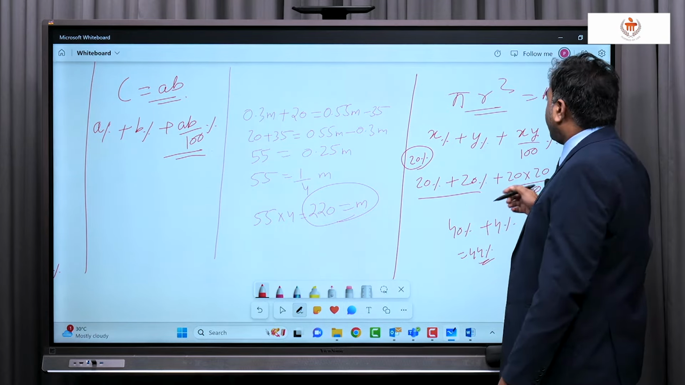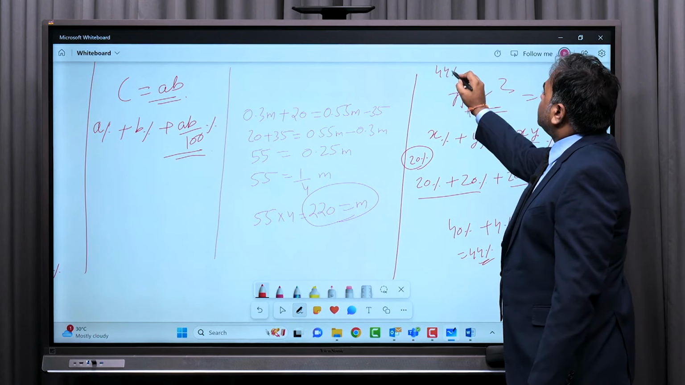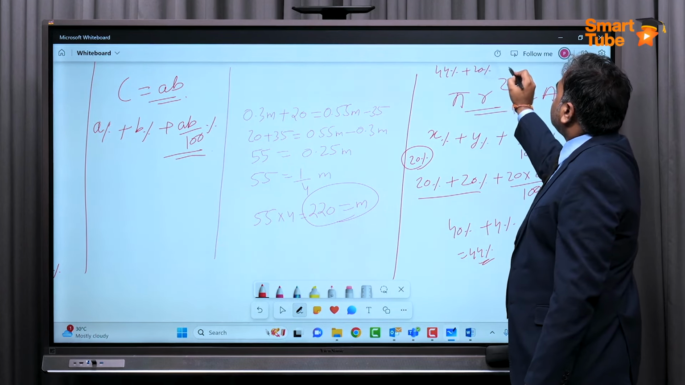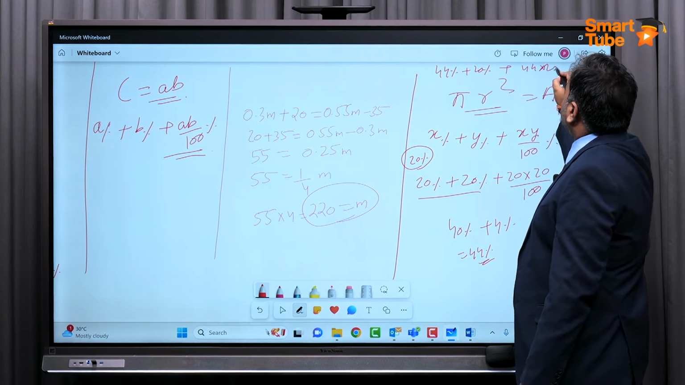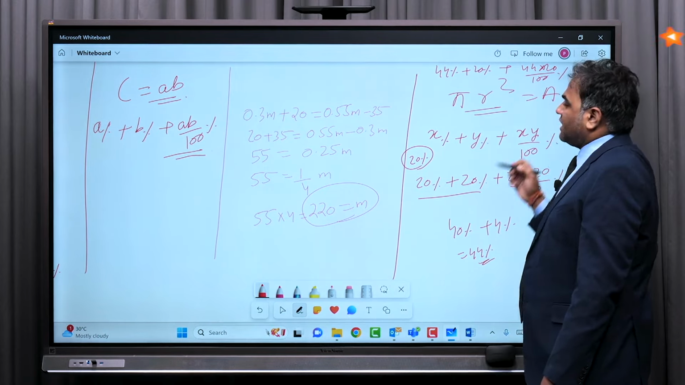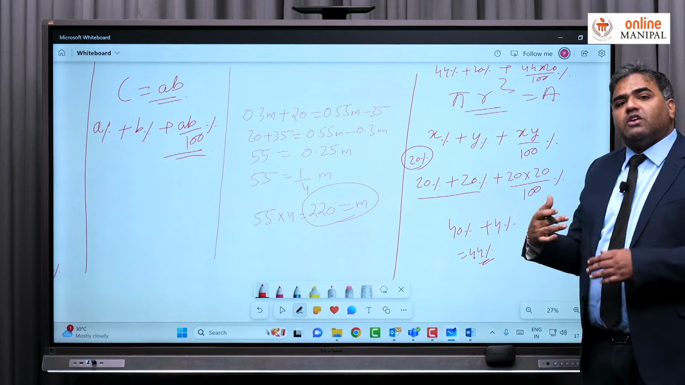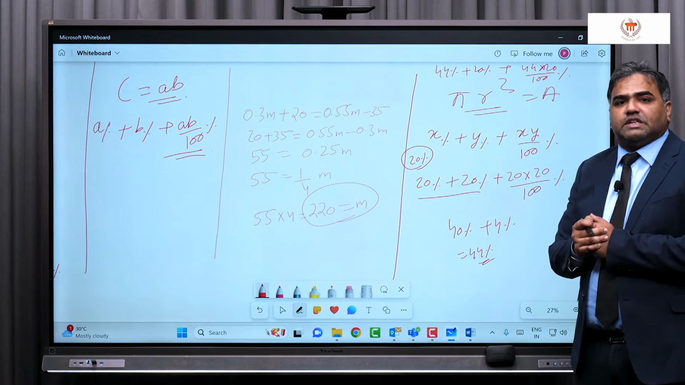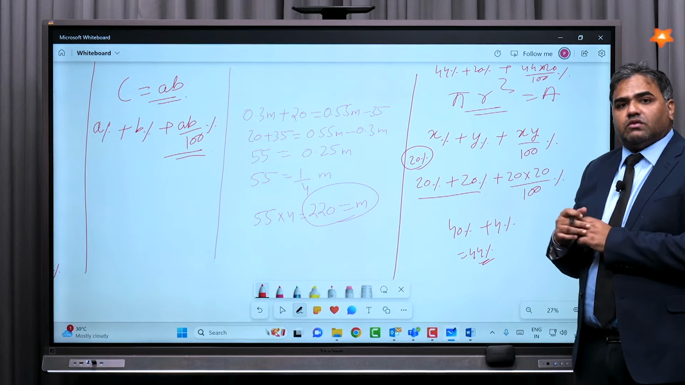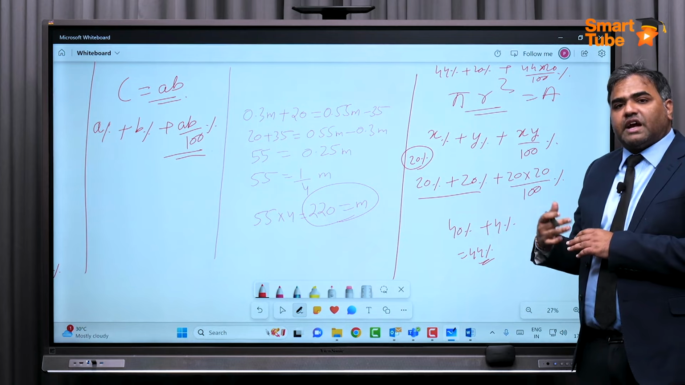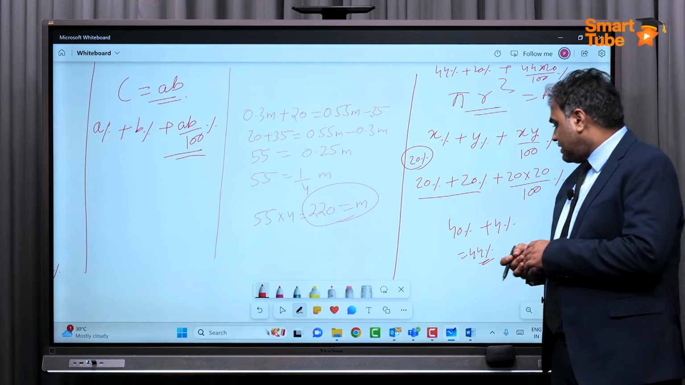Then you should take 44 and 20. Take 44% plus 20% plus 44 into 20 by 100. You solve this, you will get the answer. Okay, so I hope you are getting the logic. So this way you can work on any problems on percentages. Clear? So let's go to the next question and try to discuss further questions.